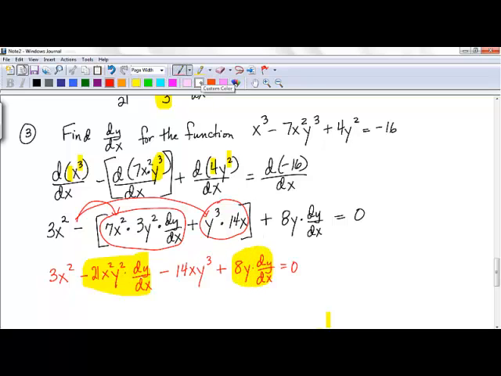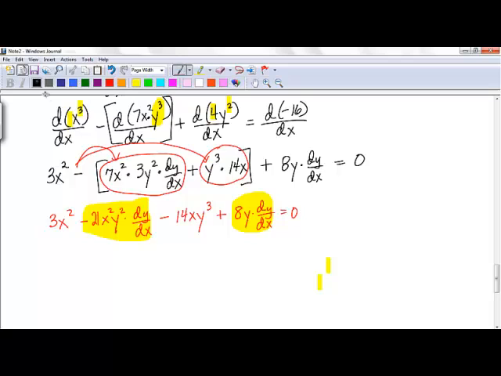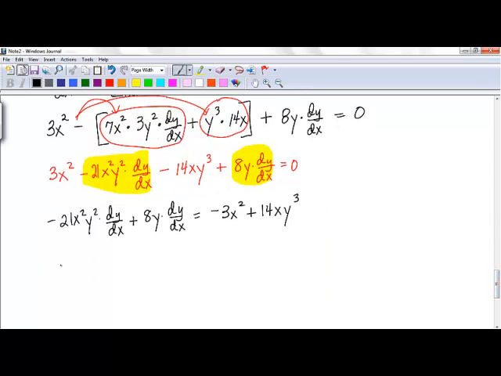Okay? I left them on the left. So I took the 3x squared to the other side. I left the negative 21x squared y squared times the derivative of y with respect to x plus the 8y times the derivative of y with respect to x. And I took the 3x squared to the other side, so that's going to make it negative. And I took the 14 to the other side, so that's going to make that positive 14xy cubed. Okay, now you've got to factor out the dy over dx, the derivative of y with respect to x.